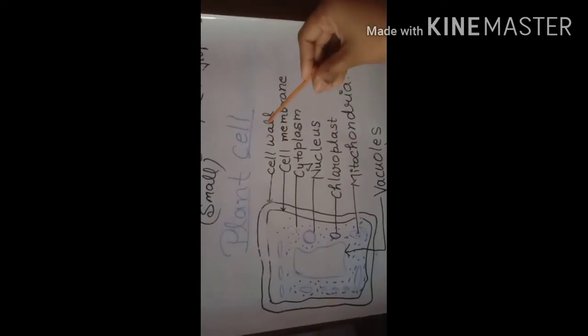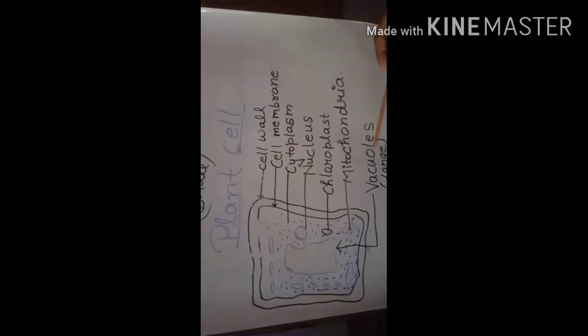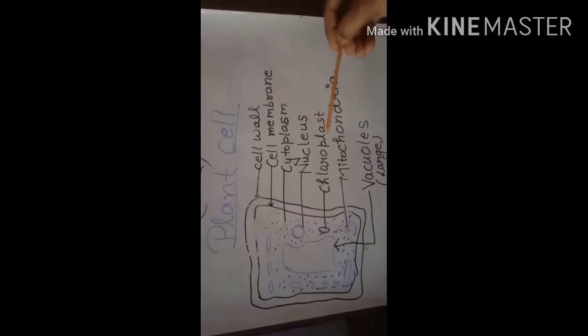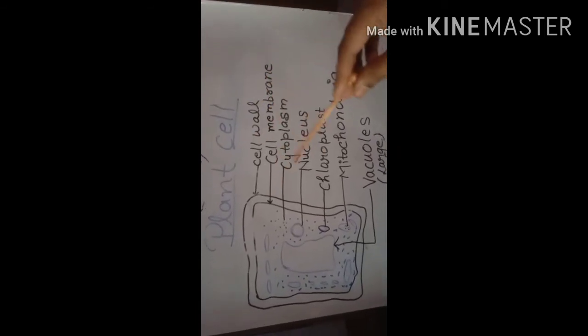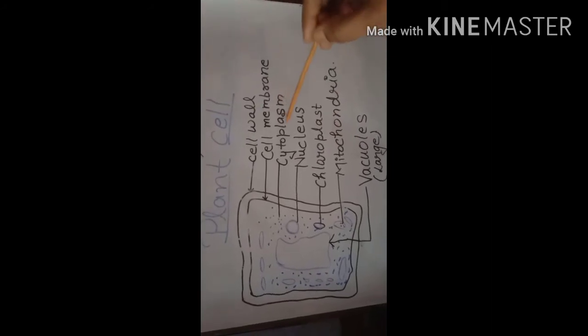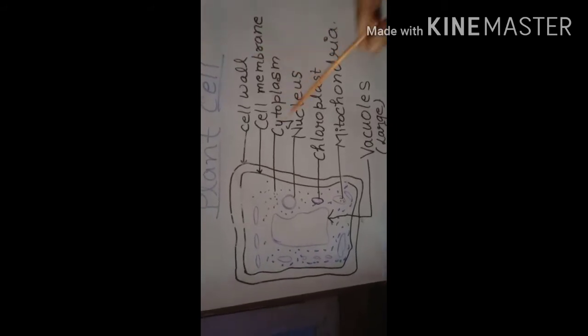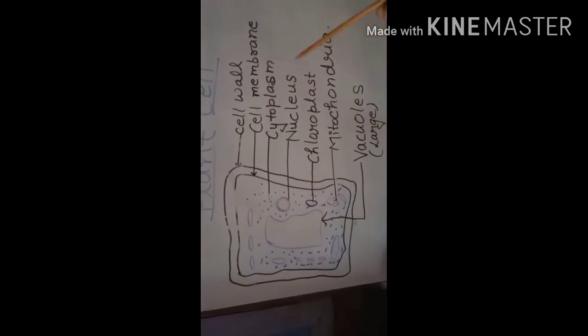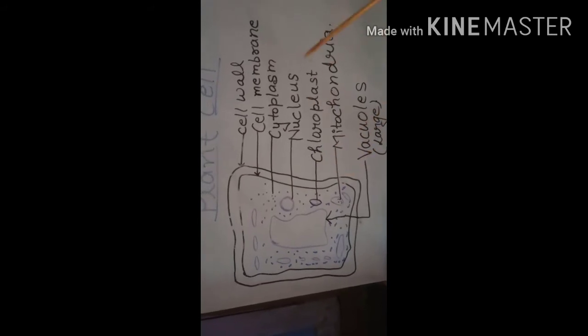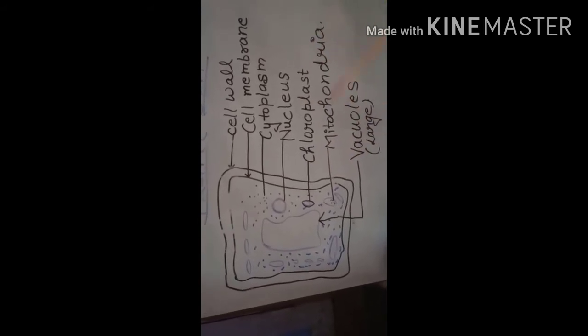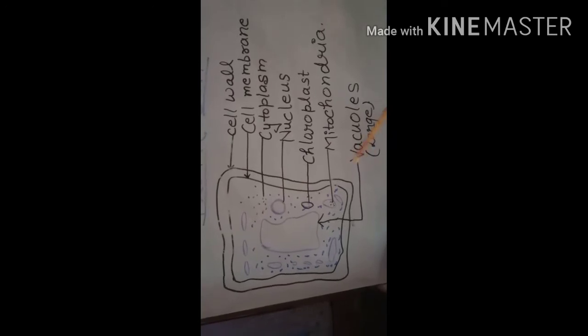The general diagram of the plant cell you can see on the whiteboard again. As you can see here, this is the diagram of the plant cell: a cell wall, chloroplast and vacuoles that are large in size. These are the 3 extra parts, and all the same parts as the animal cell have similar functions. Cell membrane protects the cell, cytoplasm is a jelly-like structure, nucleus controls the activities, mitochondria provide energy to the cell, vacuoles store substances.